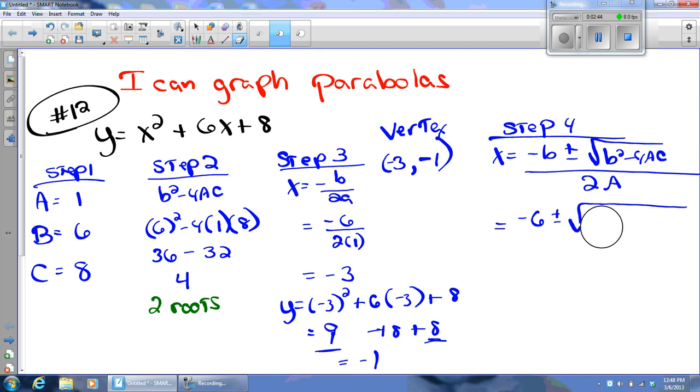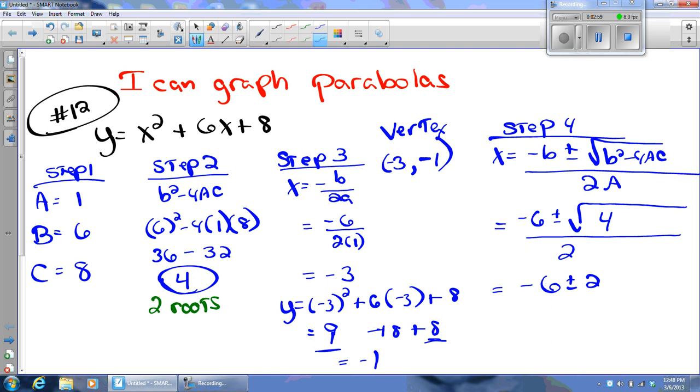oh no, Mr. Lawrence, you're doing this the hard way. Didn't I already do b squared minus 4ac, and it came out to be 4? I'm just going to write a 4 in there. Why would I waste time doing that all over again? And I'm going to get a 2 in my denominator, since 2a is 2, which is going to be negative 6 plus or minus 2 over 2.